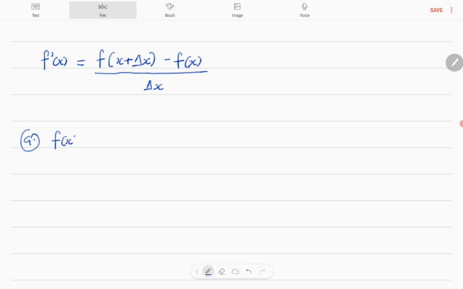However, let f of x, that's the function of x, be sin x. And then we are going to make use of cos dx tends to 1, and sin dx tends to dx.